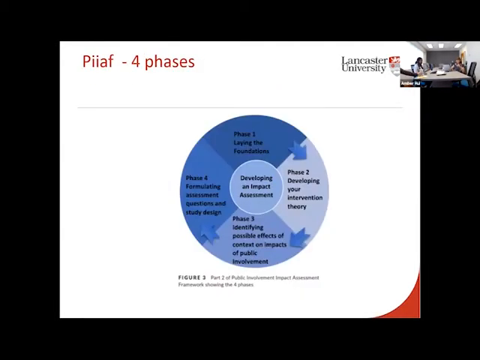Okay, so essentially, there's 4 key steps to this. So first of all, it's laying the foundation.